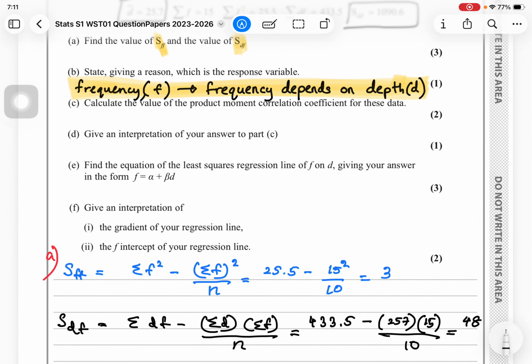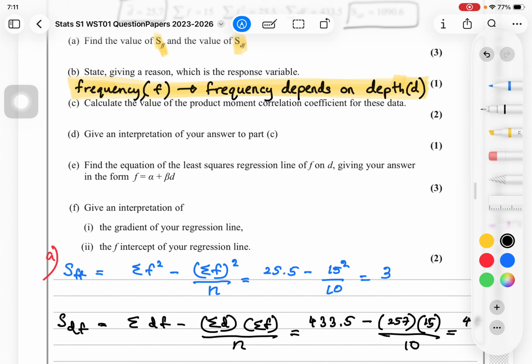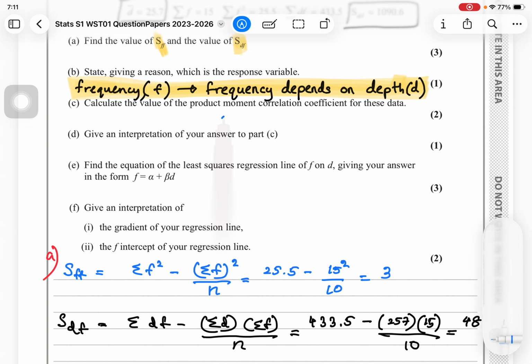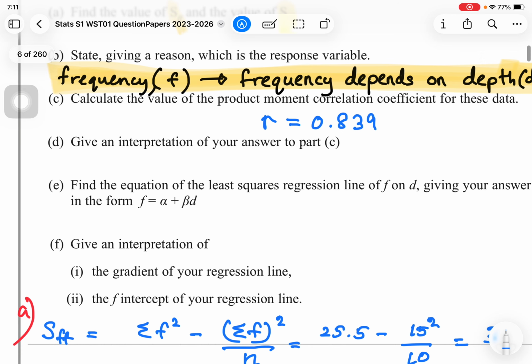Now in part D, they are asking for an interpretation of your answer to part C. What is the interpretation? They are asking us to look at the R value. We know the R value we got was 0.839. What we can see is R is almost close to 1, which is on the positive side. So we can say it's a positive linear correlation.